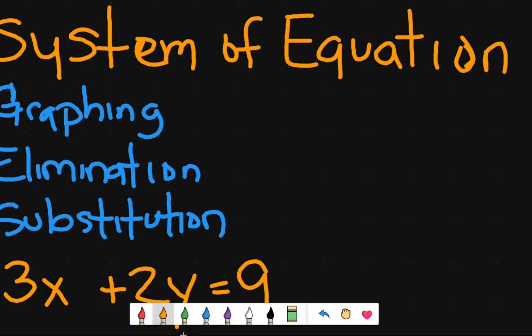In this mini lesson, we'll be solving systems of equations by elimination. Remember, there are three ways to solve your system of equations. You can use graphing, you can use elimination, and you can use substitution.